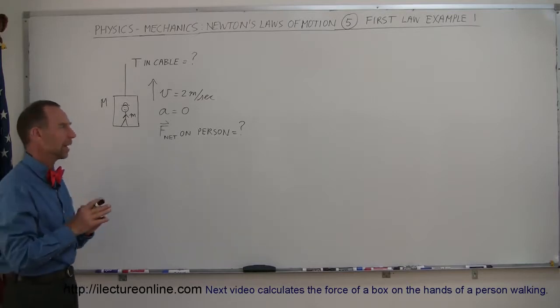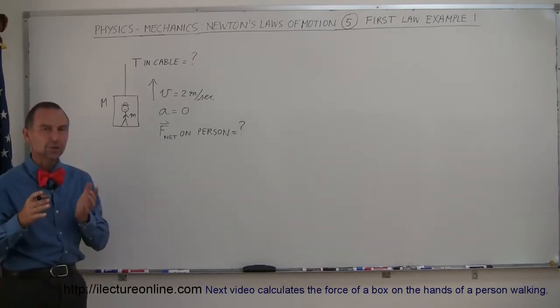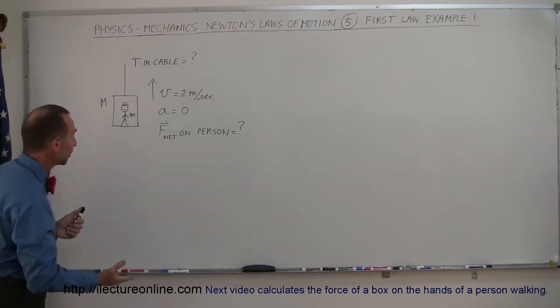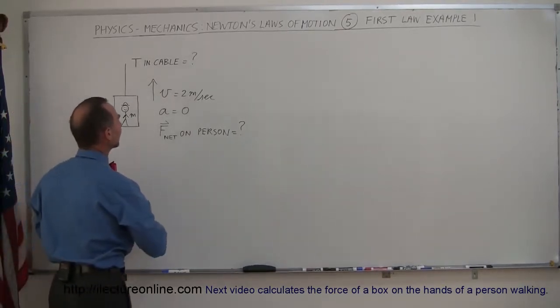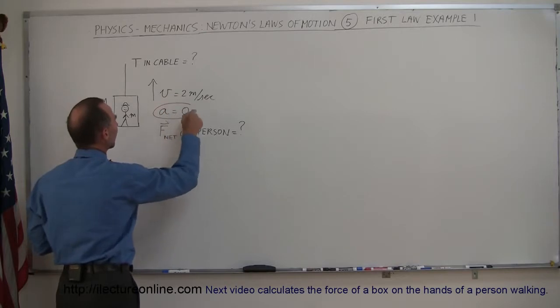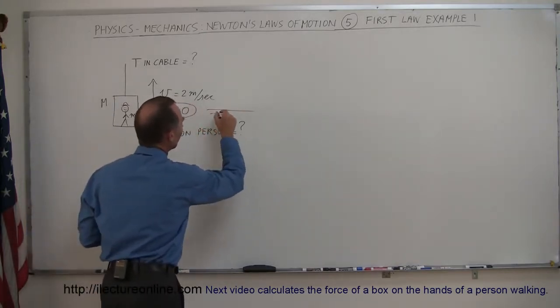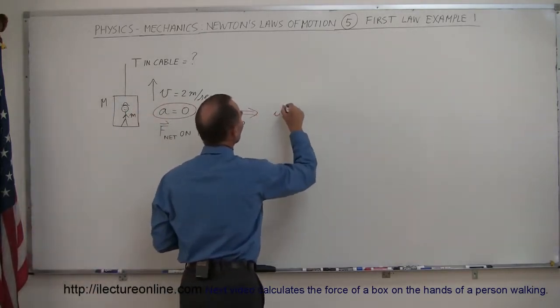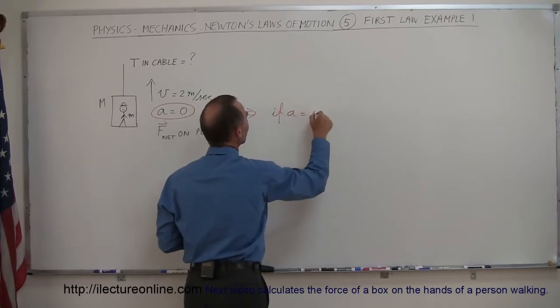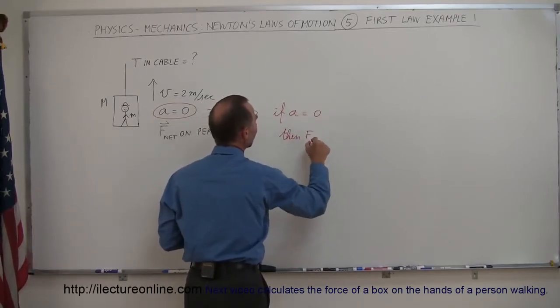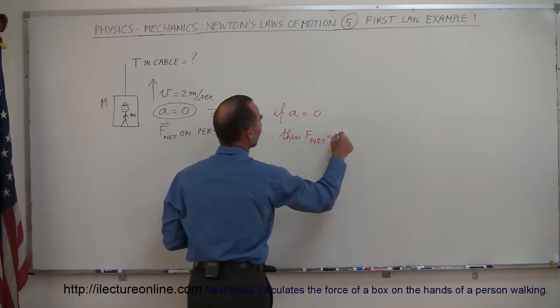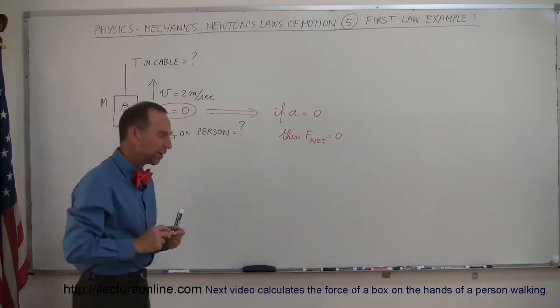Now I would say, well, wait a minute, how can that be? How can there be no net force on the person and the person be going up? Well, the key here is the understanding that the acceleration is equal to 0. And from Newton's second law, we know that if a is equal to 0, then F net must equal 0. So let's go ahead and try to figure that out.